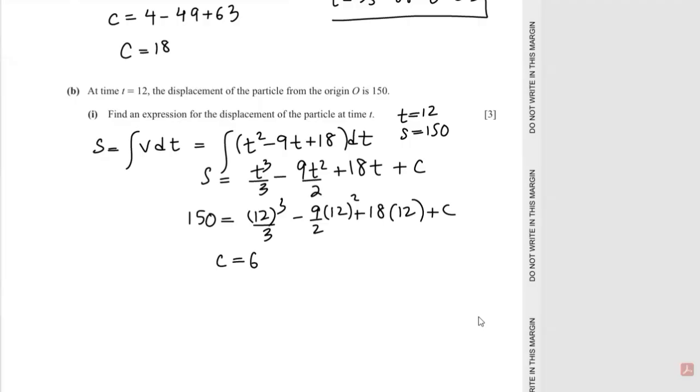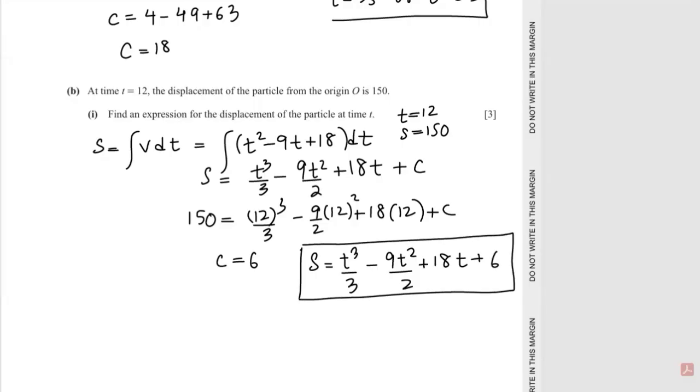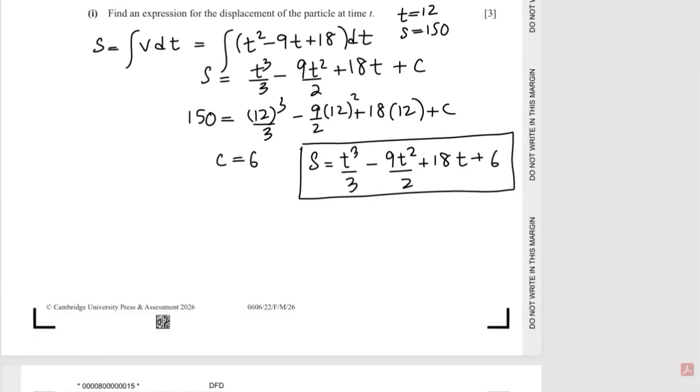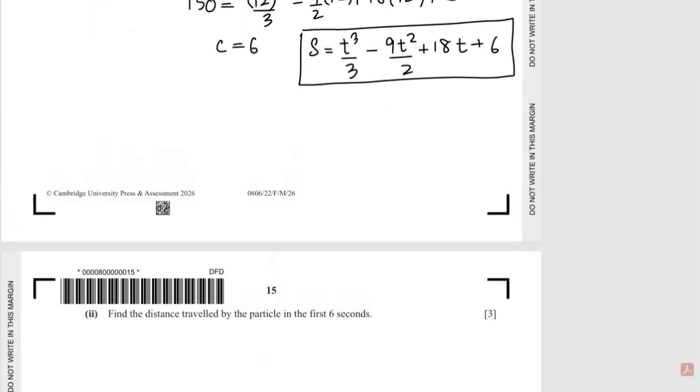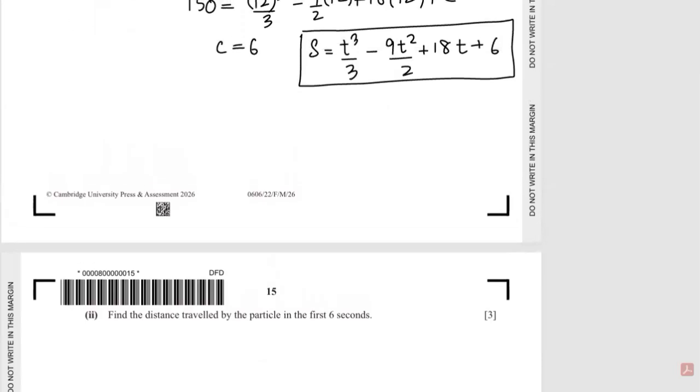So now the displacement's expression is going to be, since they're asking for the expression for the displacement, t cubed over 3 minus 9t squared over 2, plus 18t, plus 6. There we go. All right, so let's see. Is there anything else? They're saying find the distance traveled by the particle in the first 6 seconds. And this is a good one. For this, I would highly encourage that you use the sign diagram or the displacement diagram.